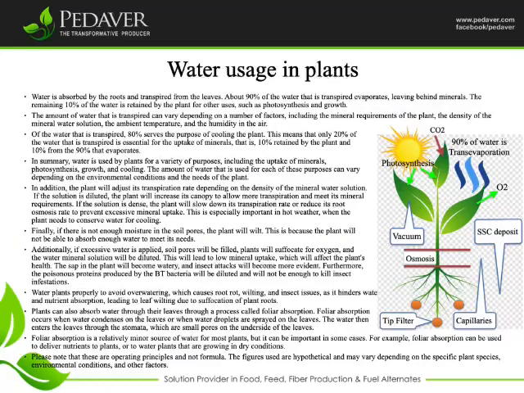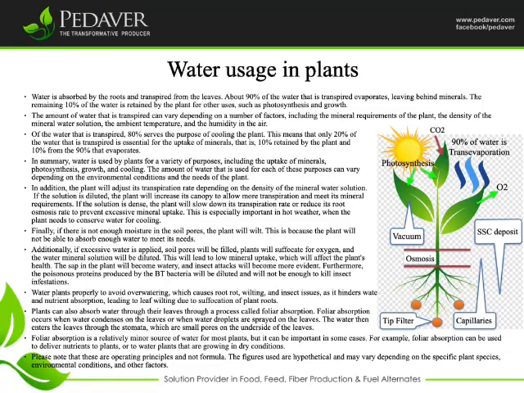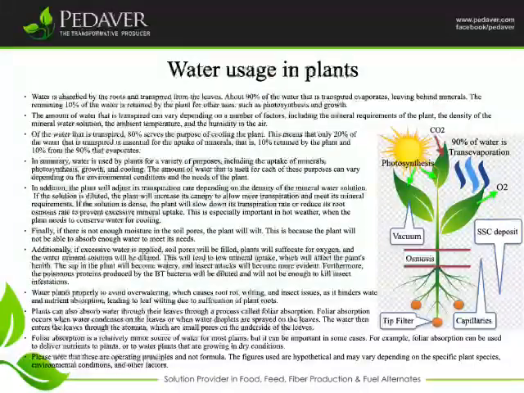The sap in the plant will become watery, and insect attacks will become more evident. Furthermore, the poisonous proteins produced by the Bt bacteria will be diluted and will not be enough to kill insect infestations. Water plants properly to avoid overwatering, which causes root rot, wilting, and insect issues, as it hinders water and nutrient absorption, leading to leaf wilting due to suffocation of plant roots.